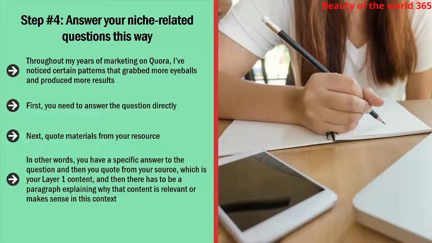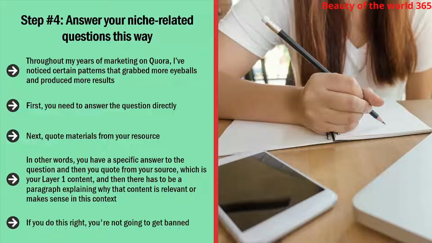In other words, you have a specific answer to the question and then you quote from your source, which is your layer 1 content, and then there has to be a paragraph explaining why that content is relevant or makes sense in this context. After you've done that, you include a link to your layer 1 or layer 2 content and claim that this is your source.